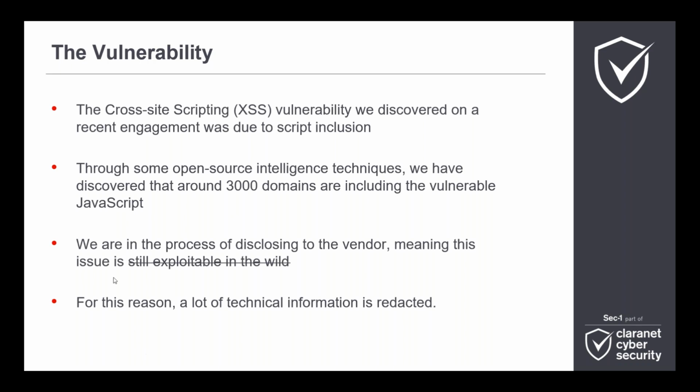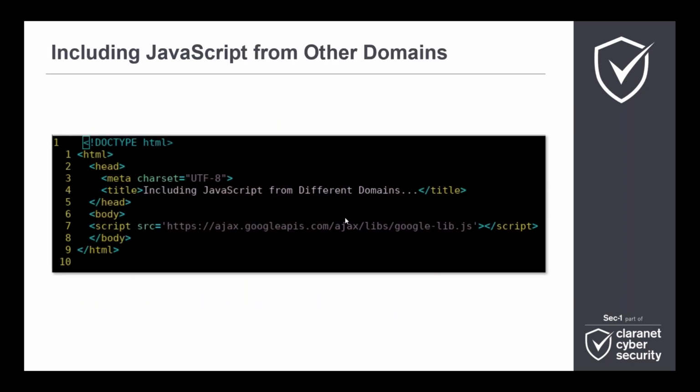As you can see, it's no longer still exploitable in the wild. As of last night, they patched the issue, which is great. But we kind of want to make sure that there's full assurance there, so it still needs to be tested. A lot of technical information here is going to be redacted. You're not going to be able to see any client names. It means the demo will leave a little bit to the imagination, but I'll explain it as we go.